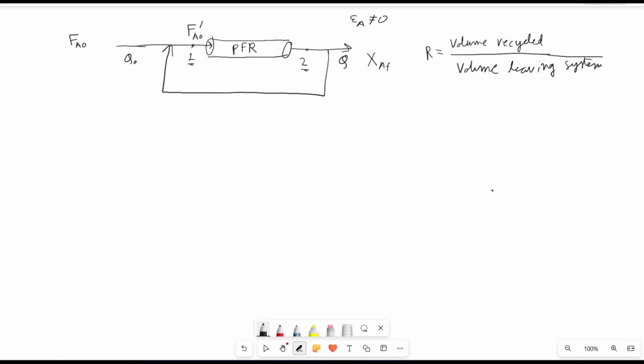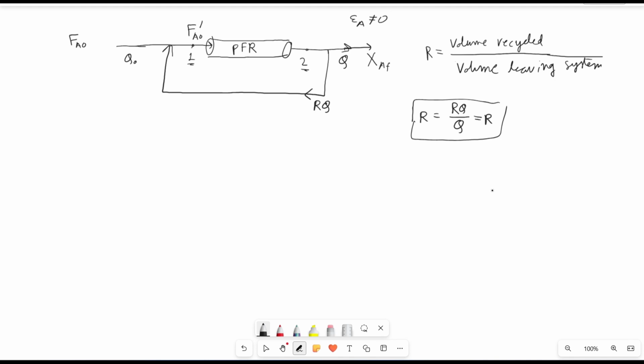Now, if the outlet effluent volumetric flow rate is Q, then as per the recycle definition, the recycle must be RQ. Then we get the volume recycled, which is RQ, divided by the volume leaving the system, which is Q, getting back R. So if the system leaving has a volumetric flow rate Q, then the recycle will be RQ. This is easy to remember.